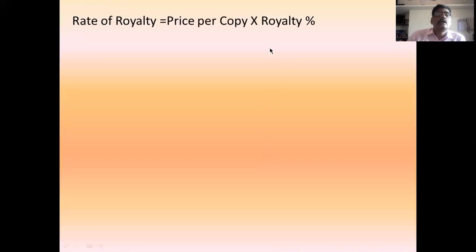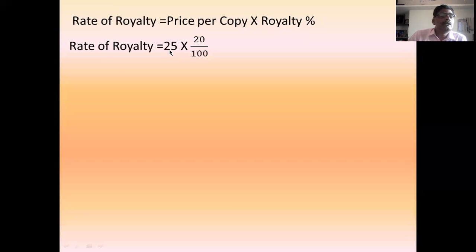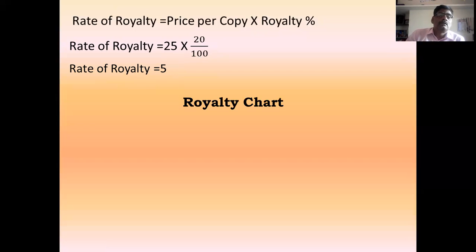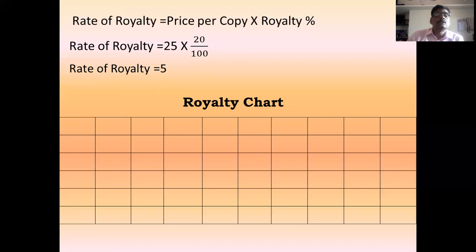First, you calculate the rate of royalty. Rate of royalty is equal to price per copy into royalty percentage. You fill in the values: 25 is the selling price per book into 20% is equal to royalty rate of 5 rupees. Like this, you calculate if a percentage is given. Okay. Then draw the chart. This is the royalty chart.